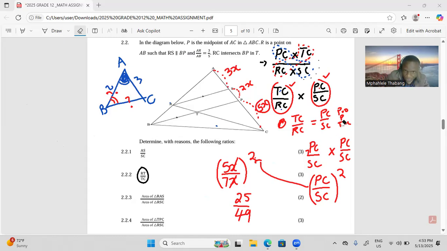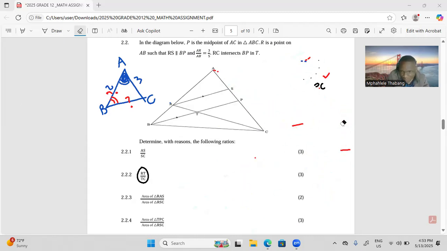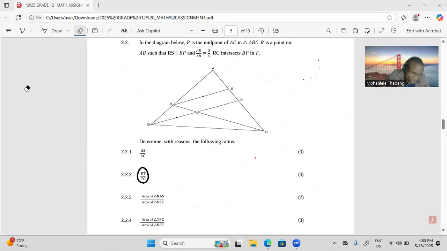So let's go back to 2.2.3. Actually, I think this 2.2.3 has been given less marks. The marks there were supposed to be at least 3 or maybe 4. I don't think it deserves these less marks. So let us look at the area of triangle RAS over RSC.